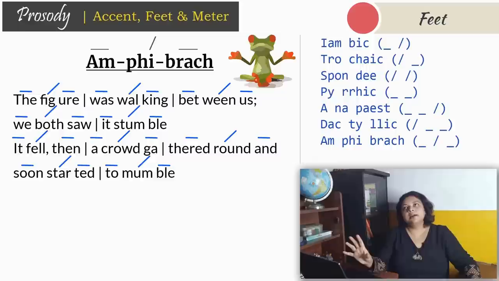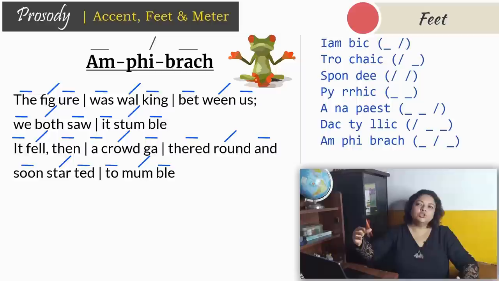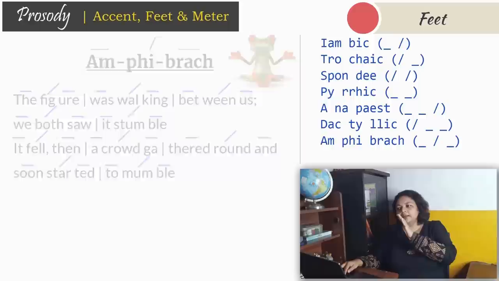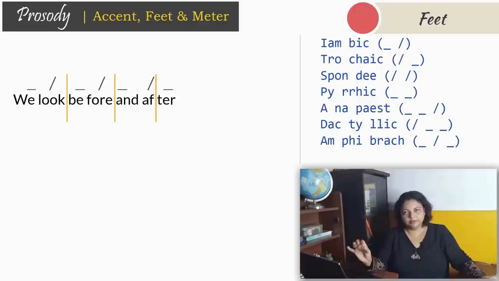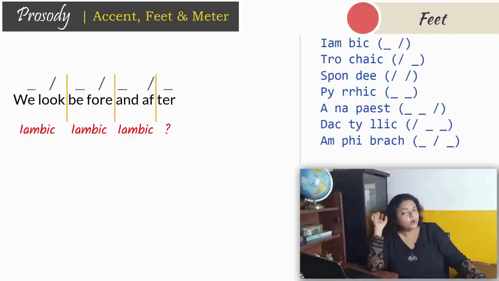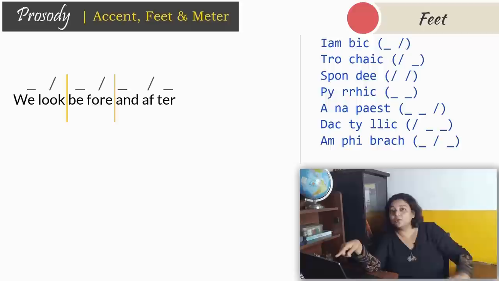Normally, amphibrachic feet are also seen as variations within a normally iambic line, where you have the need to put in one more syllable to make things regular. Now take for example this line: we look before and after and pine for what is not. Okay, just take this part, we look before and after. This looks like an iambic foot. We look before and after. Now what is bothering us is this T-E-R in the word after. What to do with it? Now if you include it in the foot that comes at the end of the line, then this is what is called an amphibrachic foot.